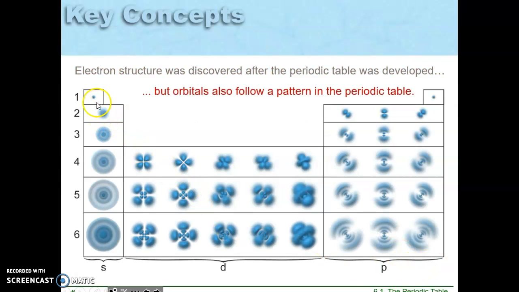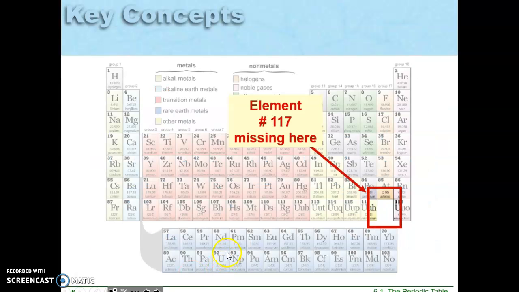And if we look at the electron configurations with their S, P, D, and F orbitals, which are crazy shapes, the main thing to take away is that it follows a pattern. So could we use this to predict the existence of new elements? Looking back 10 years ago, there was no element 117, and you could predict its properties given that it is a halogen.